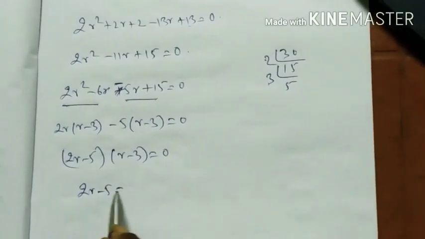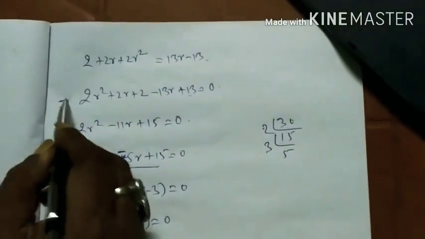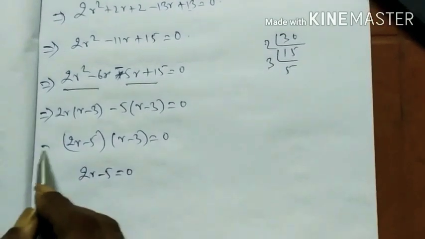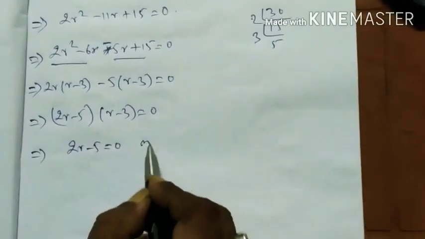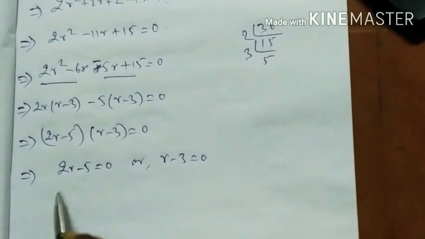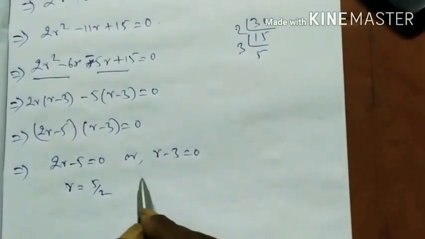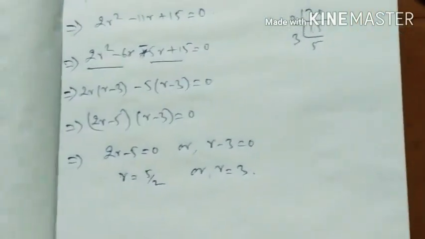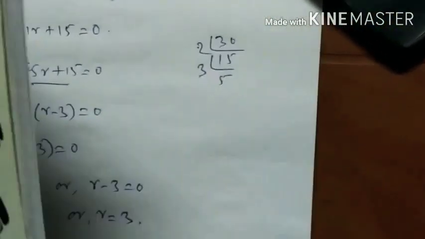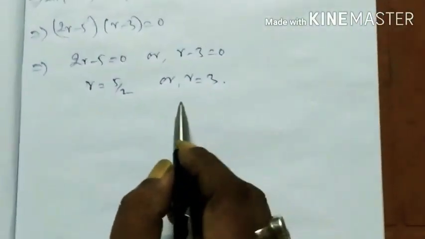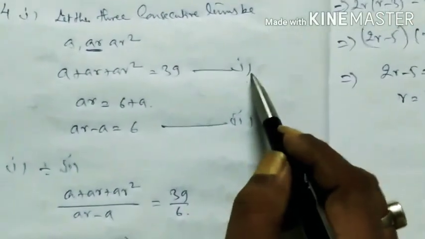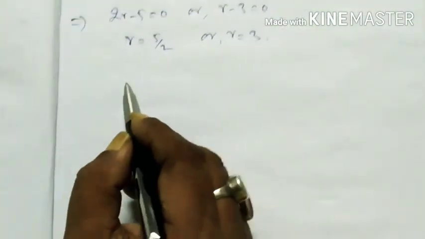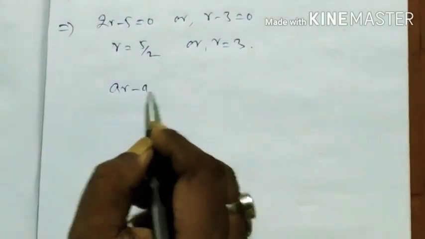2R minus 5 equal to 0, or R minus 3 equal to 0. So R is equal to 5 by 2 or R is equal to 3. I have got two values of R. Now what does the question say? Find the terms. So you have to find the value of A. We have to select either one or two, any one, but I am going to select 2, which will be easier for me. AR minus A is equal to 6.